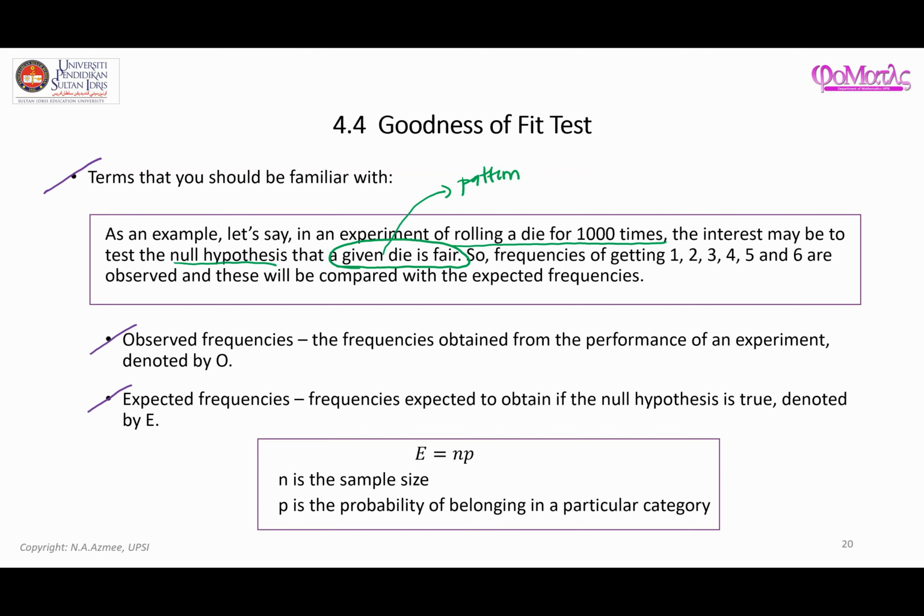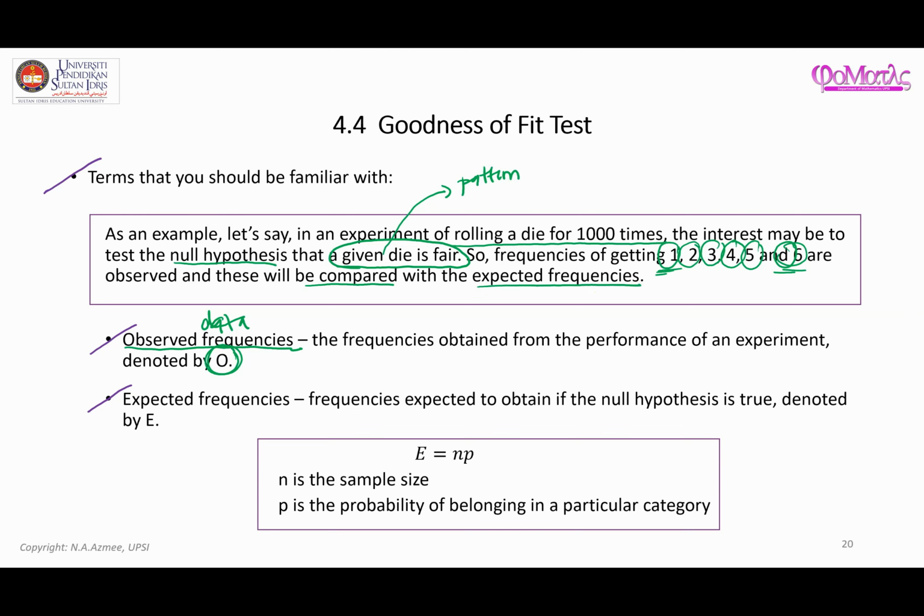Now, in doing that, you need to be able to observe the frequencies of getting 1 dot, 2 dots, 3 dots, 4, 5, and 6 dots. You will be observing how many times you get 1 dot or how many times you get 6 dots. This is called observed frequencies, and this comes right from your sample. This is your data. In general, the notation used is O, which represents the observed frequency. Your observed frequency will be compared with the expected frequencies.